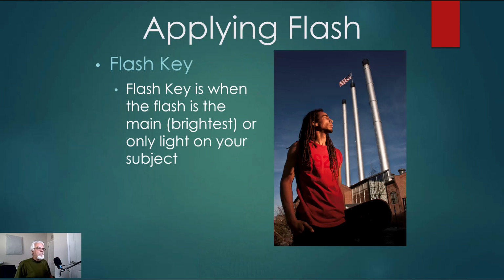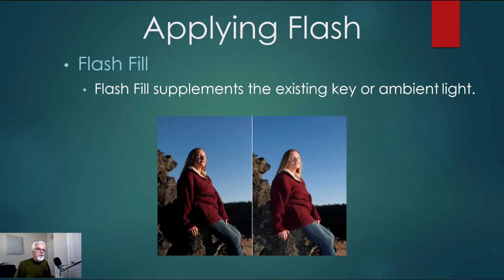So here's an example of flash key. The flash is the brightest light source, and by the way, despite the fact you see the sun on the background, this guy's standing in the shade. And this is a perfect scenario for using flash key. It's just off to the side, coming in, lighting the front of him, and as a result, he looks as if he's in the background as far as the same brightness level on that, and so on. And so that's what you want to create with a flash key.